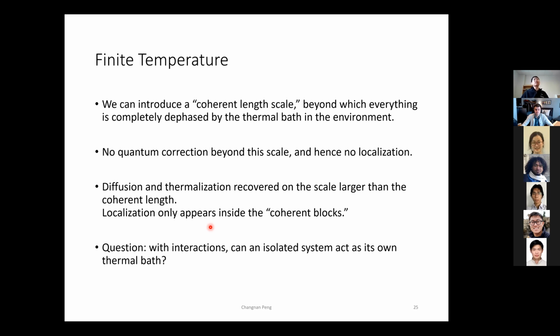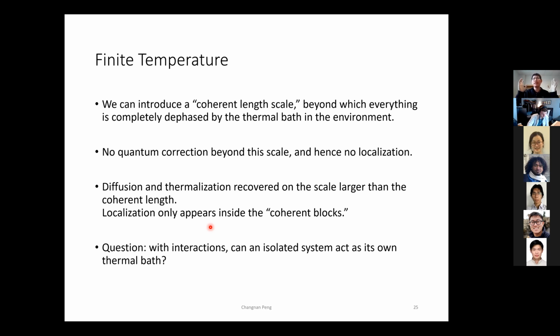So what we have discussed previously is all at zero temperature. So let's see what happens at finite temperature. At finite temperature, the system interacts with a thermal bath in the environment. That thermal bath will dephase the charge carriers. And after some coherence time, the electrons are dephased completely. And the length it travels, we call the coherence length scale. So beyond this length scale, there is no quantum effect.